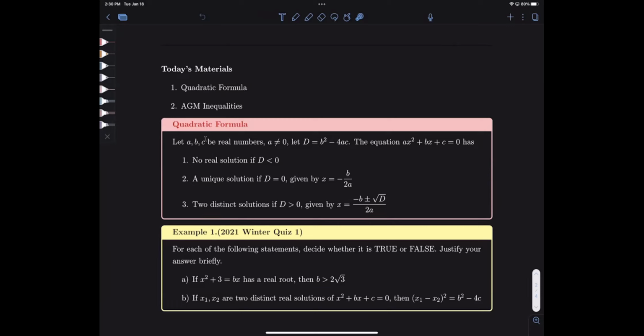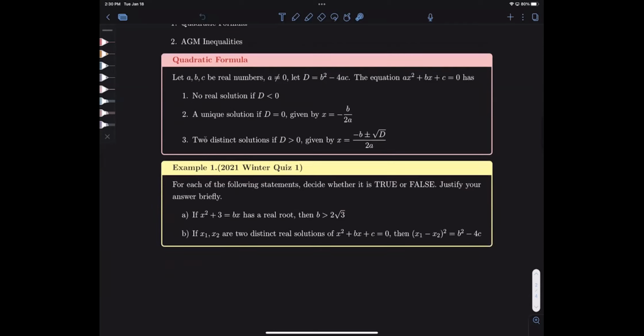So let's talk about quadratic formula first. First of all, A, B, C are real numbers, and we have a restriction which says A cannot be 0. Why do I emphasize this? Someone tell me, what happens if my A is 0? If A is 0, it's not a quadratic, it's linear, exactly. Then we have a linear equation.